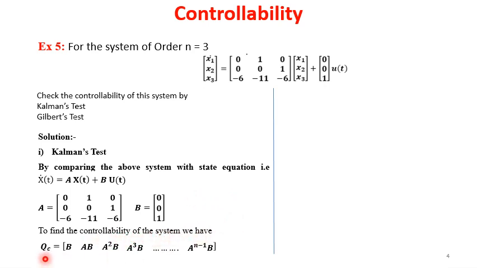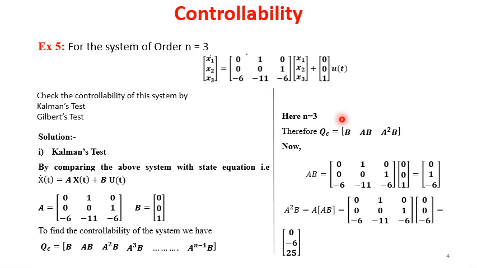Here the need is to find out the controllability of the given system. We have QC equal to B, AB, A square B, A cube B, and so on till A to the power n minus 1 B. Here as n is equal to 3, we have to stop at A square B. Hence QC will be equal to the matrix B, AB, A square B. Now we need to find out AB and A square B. B is already available, that is 0, 0 and 1.